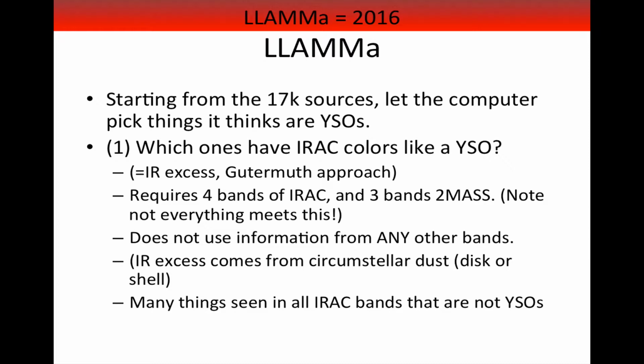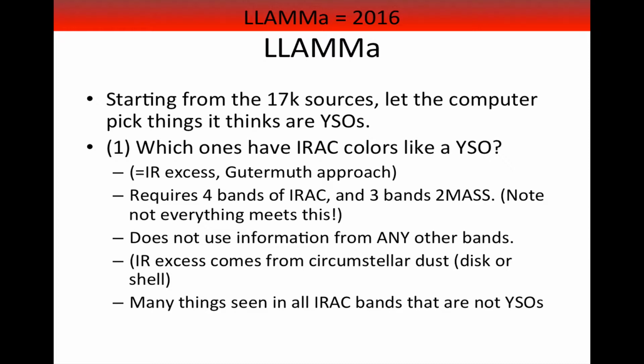In order to do that, it requires 4 bands of IRAC and 3 bands of 2MASS. And so remember that not everything meets that criteria. There's plenty of things that might be missing 1 band of IRAC. It might be missing not because it's faint, but because it's bright, it's saturated, and so there's no measurement from IRAC. It's not using any optical information or any longer wavelength information. It's just IRAC and 2MASS.